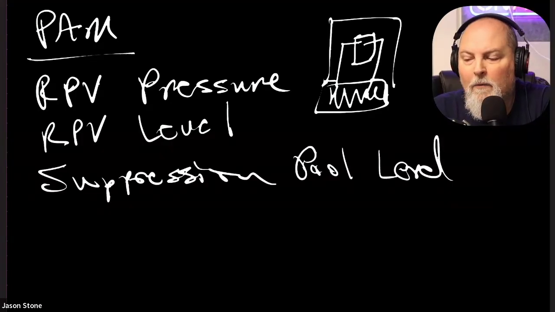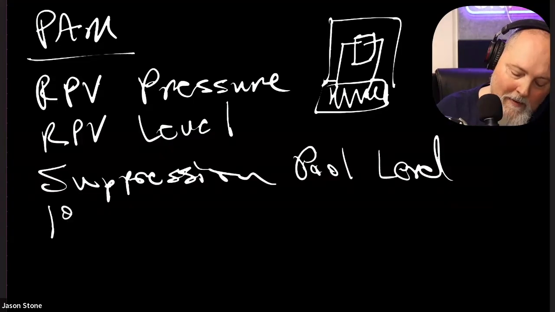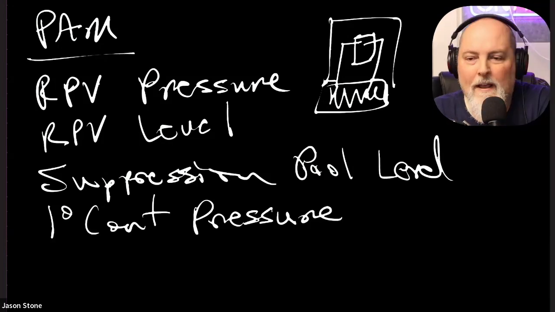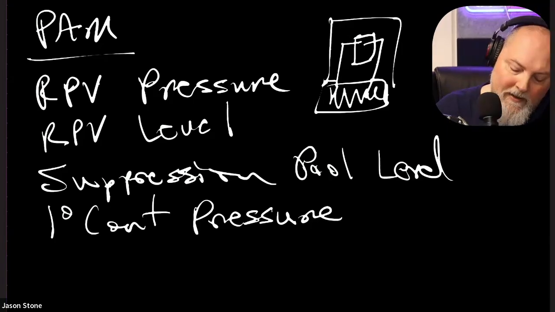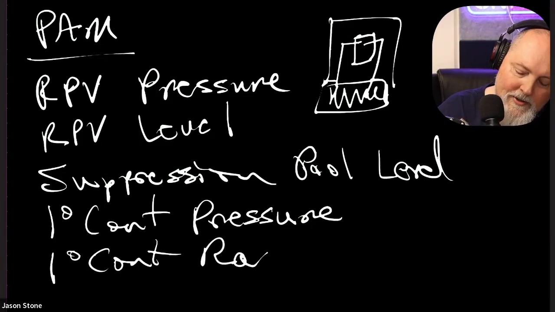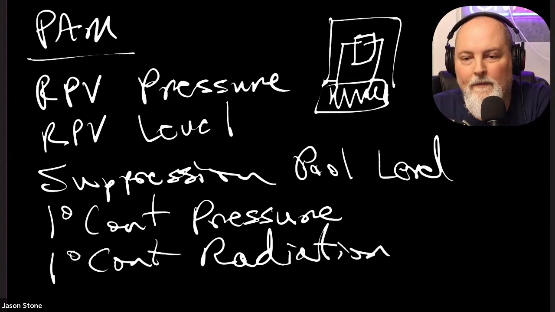So another thing we want to monitor is primary containment pressure, because we want to know what it is. That'll tell you if you have a leak. Like I said, if a pipe's broken, a valve blew apart, and it's leaking into primary containment, we want to know. Another way we can tell if we have a leak is primary containment radiation levels. So we monitor radiation levels.